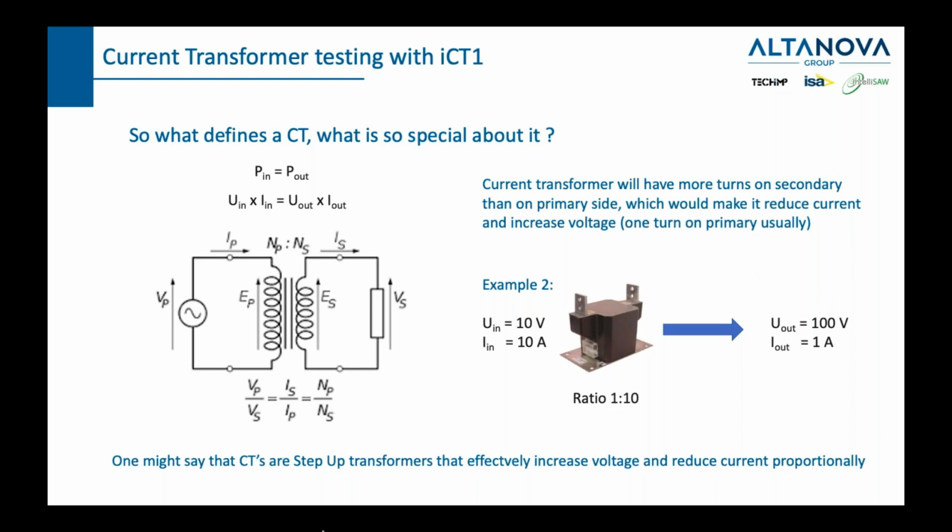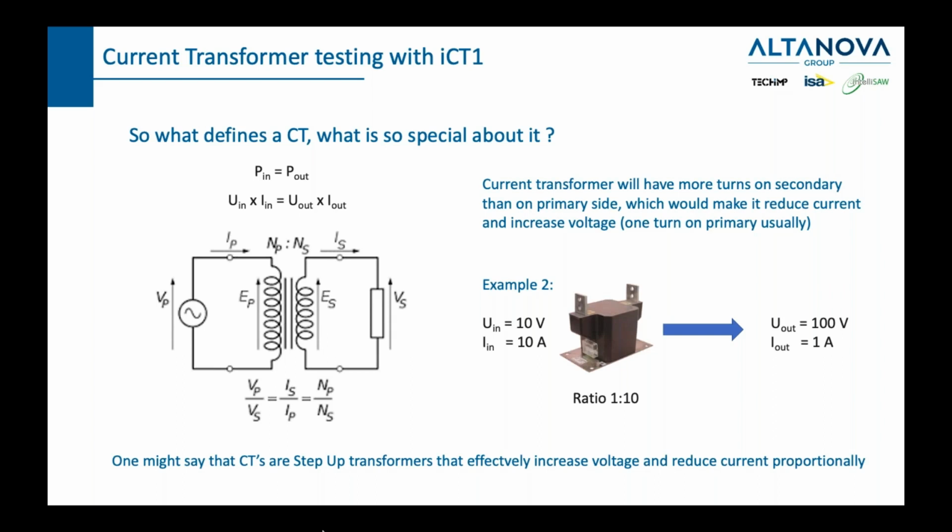So a current transformer will always have more turns on the secondary side than on the primary side. On the primary side, it will usually have maybe 1 or maybe 2 turns, rarely more than that, because we want to have a bigger voltage on the secondary side, which means more turns, which means less current. So to make it simple, in example number 2, if we have 10 volts and 10 amps on the primary side and the ratio of 1 to 10, on the output we will have 10 times bigger voltage, but at the same time 10 times smaller current. And I'm sure that most of you understand this.